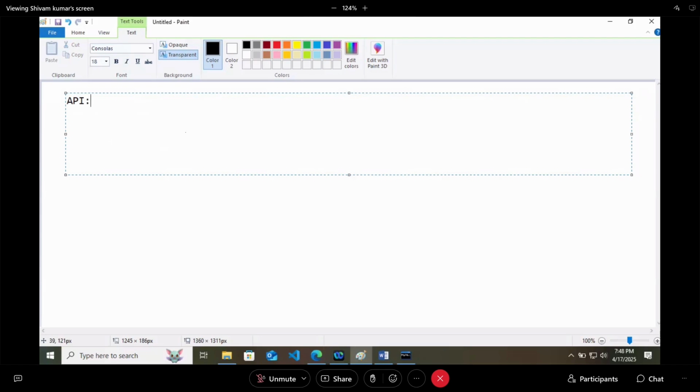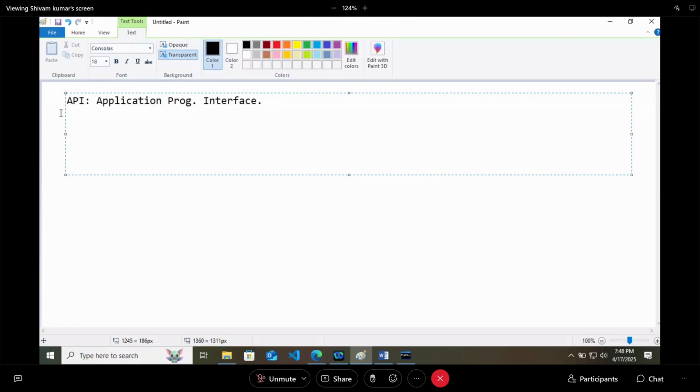API. Just understand the full form of API. Is it visible? Okay. API means application programmer interface.